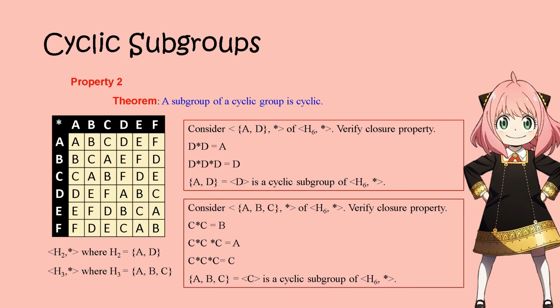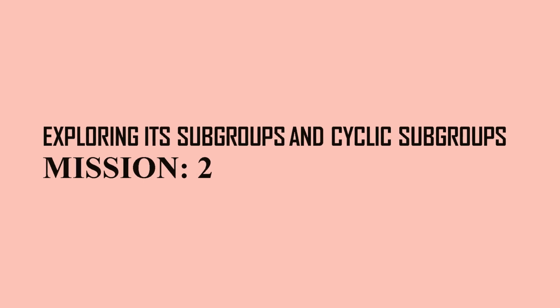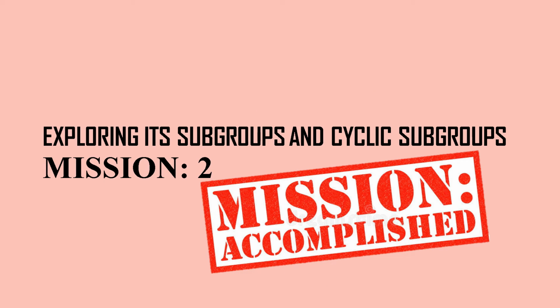Next, let's consider the subgroup H sub 3, which contains the elements A, B, and C under binary operation star of H sub 6, then verify the closure property. C star C is equal to B. Then B star C equals A. Then A star C equals C. So the subgroup {A, B, C} is equal to the set generated by C, a cyclic subgroup of H sub 6 under binary operation star. Mission accomplished.